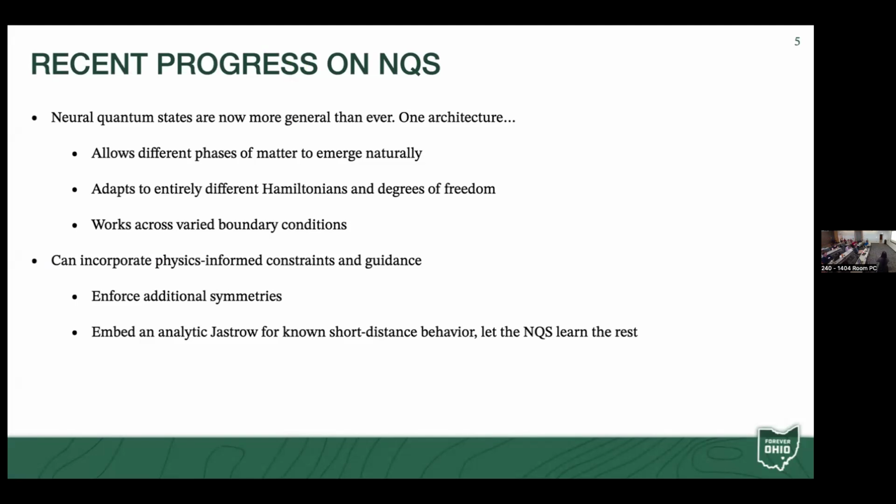But it doesn't mean that our wave function needs to be the most general possible. We can still put in physics intuition if we want to on top of this. We can add additional symmetries if we expect them. We can put in our expectations for the short distance behavior and have the neural quantum state learn everything else, kind of putting less pressure on parameter optimization.